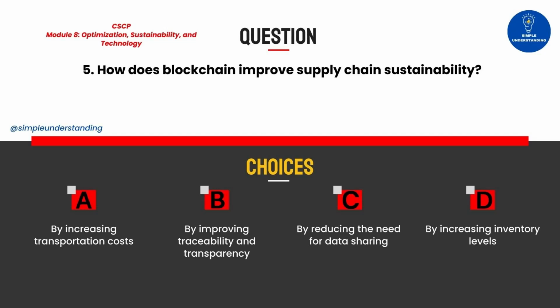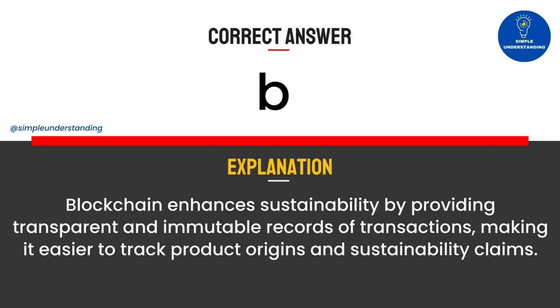5. How does blockchain improve supply chain sustainability? A. By increasing transportation costs. B. By improving traceability and transparency. C. By reducing the need for data sharing. D. By increasing inventory levels. Correct answer: B. Explanation: blockchain enhances sustainability by providing transparent and immutable records of transactions, making it easier to track product origins and sustainability claims.